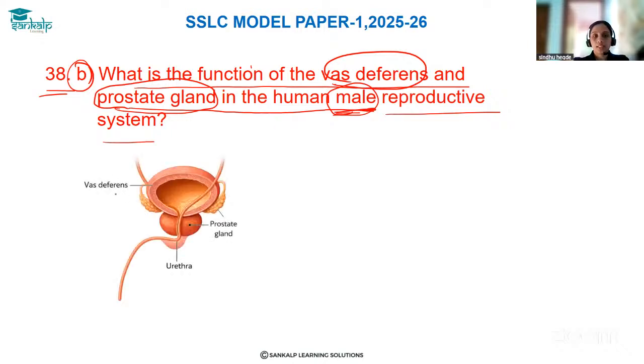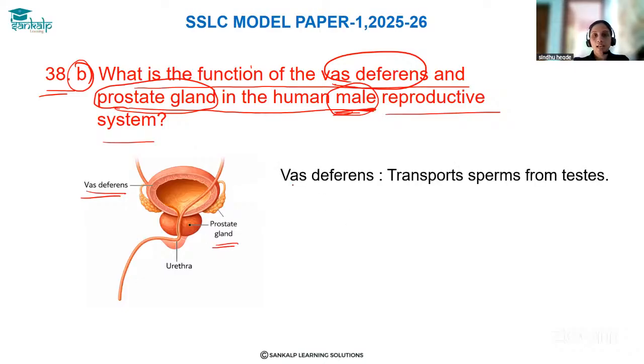So this is vas deferens and this is prostate gland. The function of this vas deferens is it transports sperms from testes. It transports sperms from testes. That is the function of vas deferens.